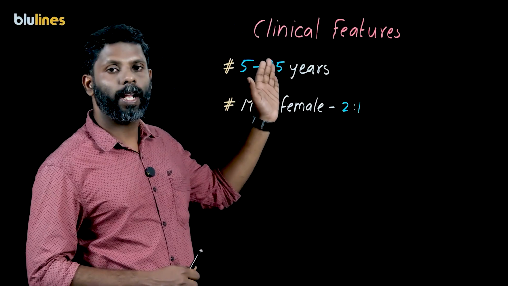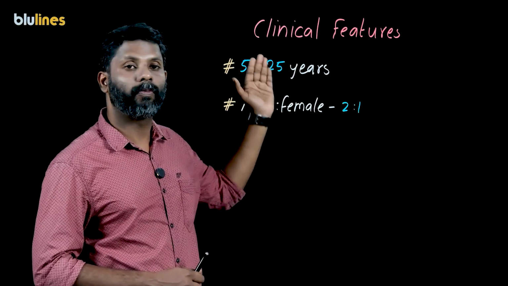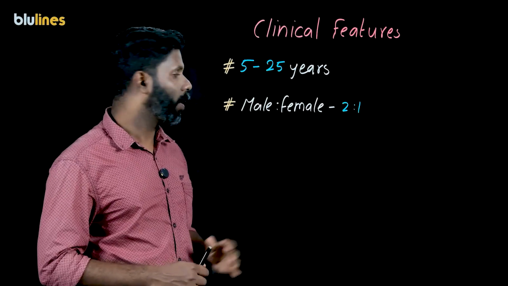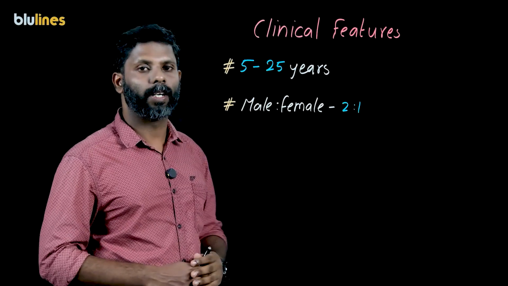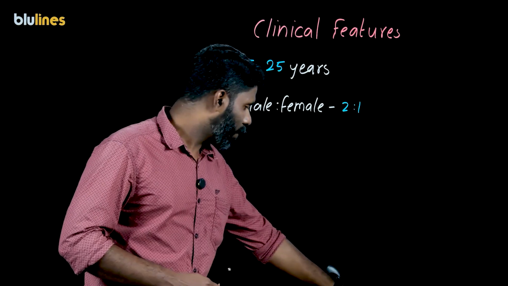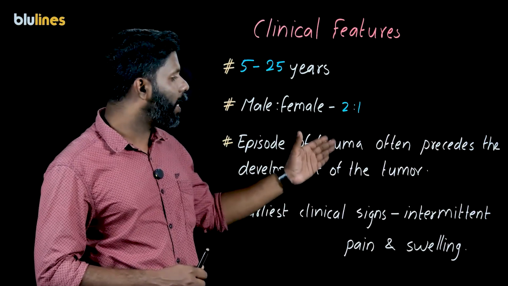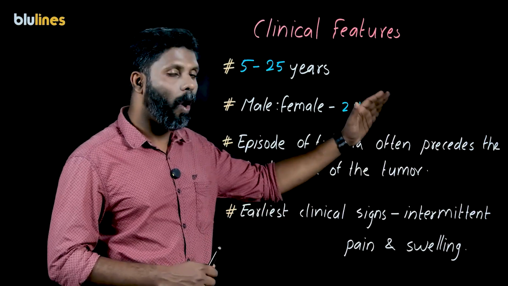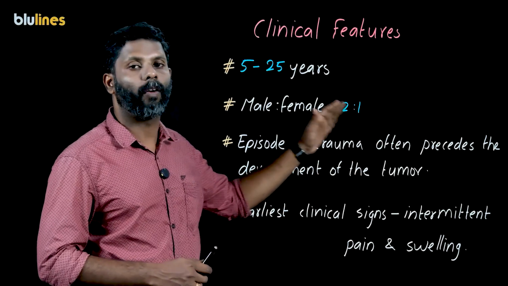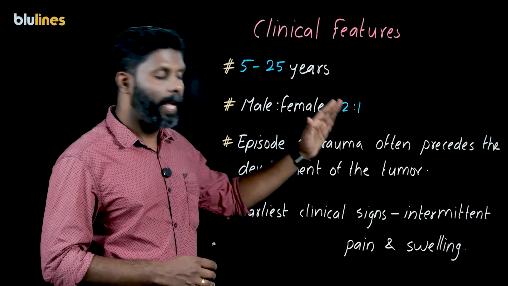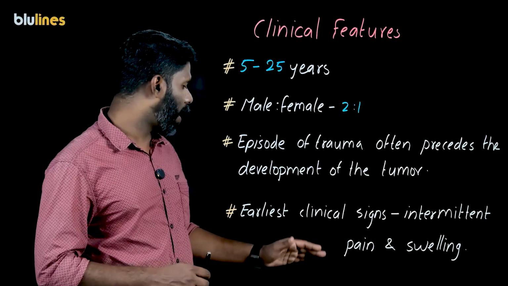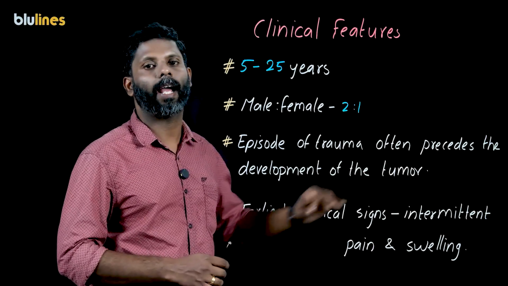Coming to the clinical features, it is usually a disease of young age, that is 5 to 25 years of age group, and male to female in the ratio of 2:1. Usually there is an episode of trauma which often precedes the development of the tumor. Also, intermittent pain and swelling are the earliest clinical signs of this tumor.